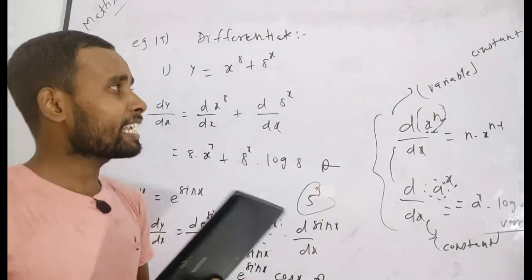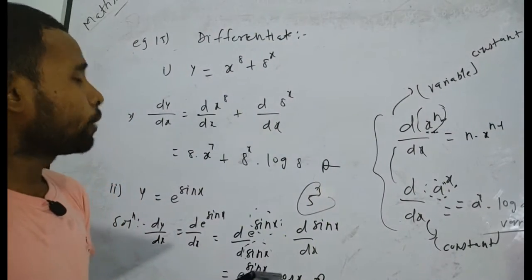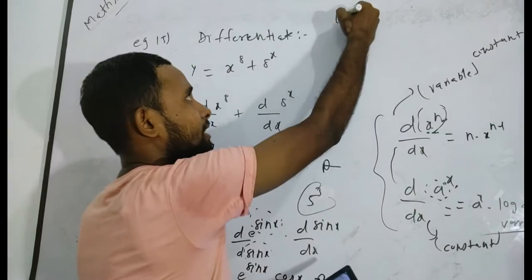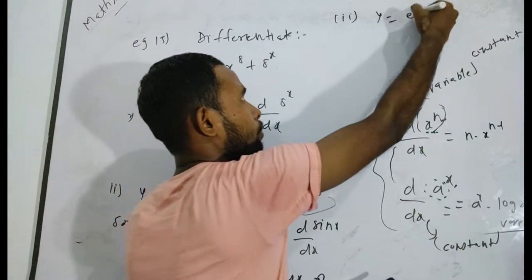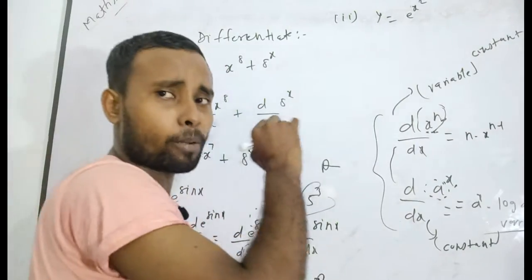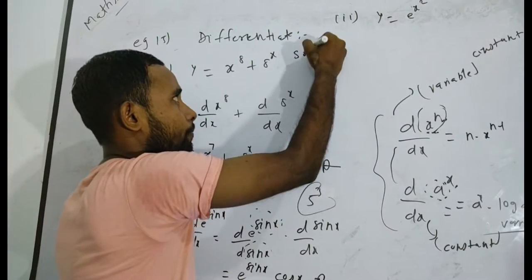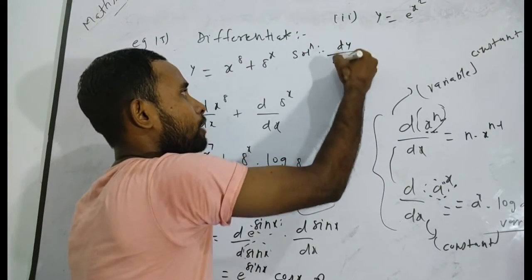See, again, next problem for you, which is your third problem. I think it is also very easy. y is equal to e to the power x square. How can you solve? It is also very easy. See here, you have to simply differentiate on both sides with respect to x.